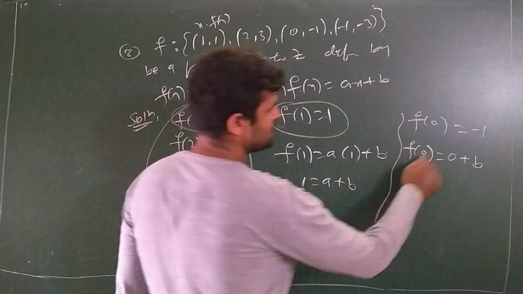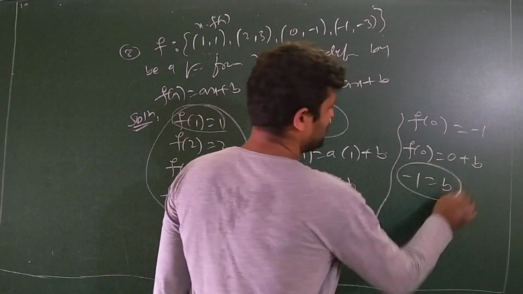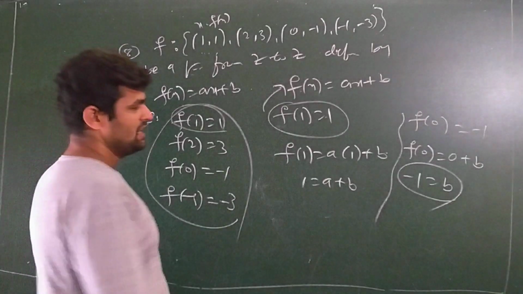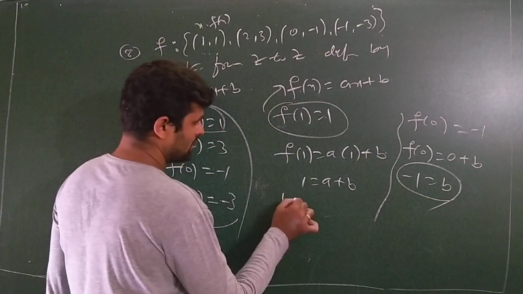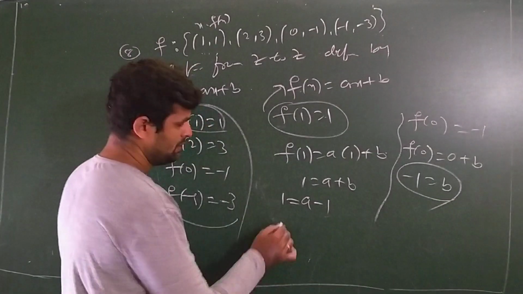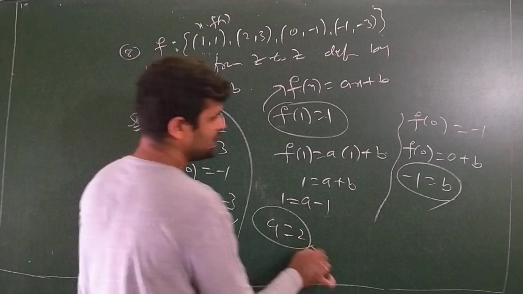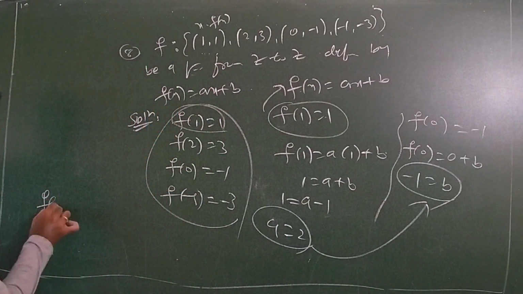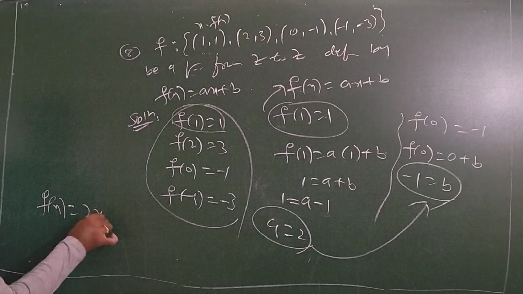Okay. Then f of 0 is minus 1. Minus 1 is equal to b. If you apply the x = 0 condition, you will get the answer straight away. That is the reason. If I put b is equal to minus 1 here, 1 equal to a minus 1, a equal to 2. So a is 2, b is minus 1. Therefore, the required function is f of x is equal to 2x minus 1.